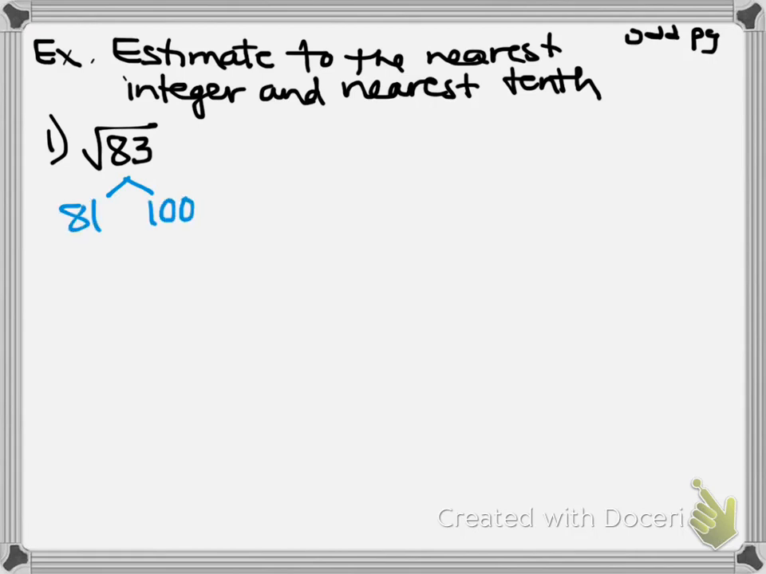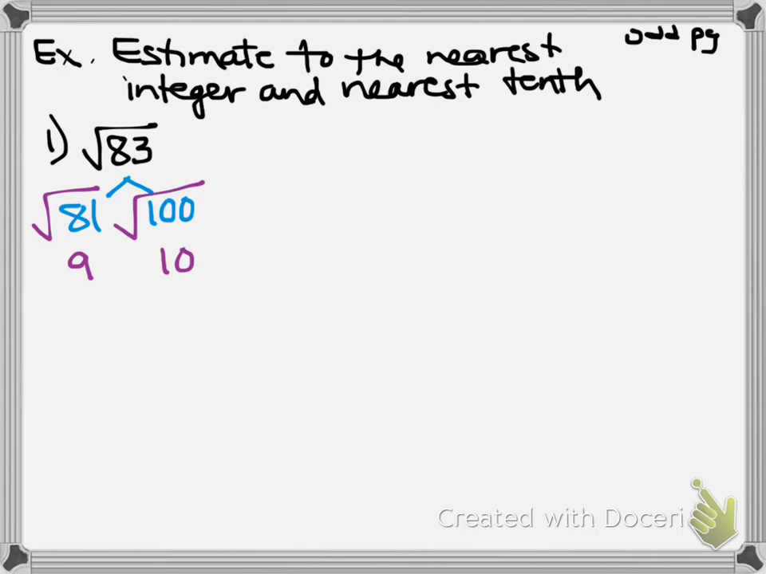81 and 100. But we're not interested in 81 and 100 because, if you notice, my original problem has a radical around them. So we need to look at the radical, or the square root, of 81 and the square root of 100. What is the square root of 81, everybody? 9. And the square root of 100? 10. So what this says is my answer rounded to the nearest integer is either going to be a 9 or it's going to be a 10. So our job now is to figure out which one.